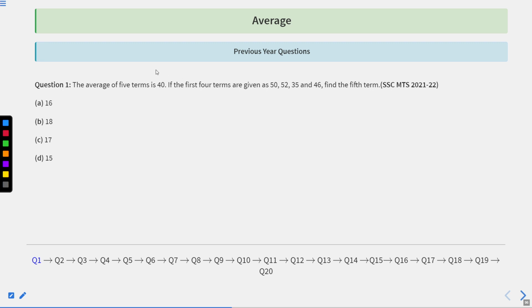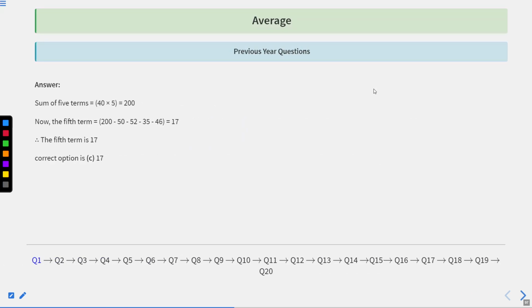The average of 5 terms is 40. If the first 4 terms are given as 50, 52, 35 and 46, what is the fifth term? So let us have a look over the solution.